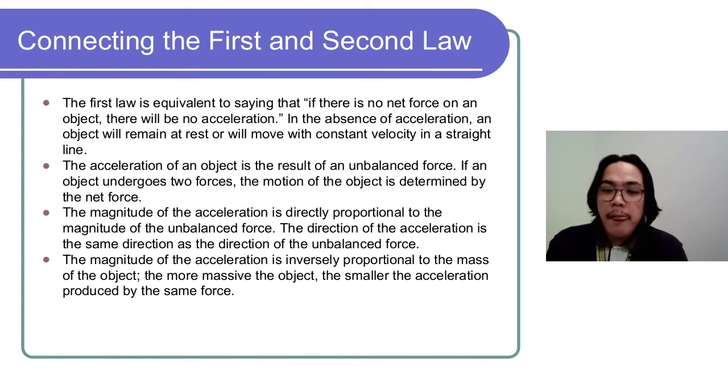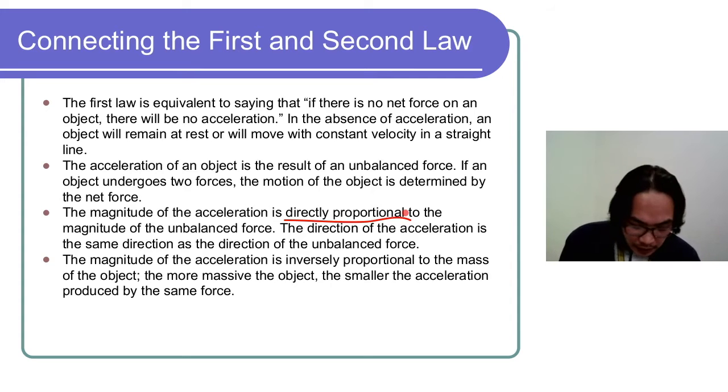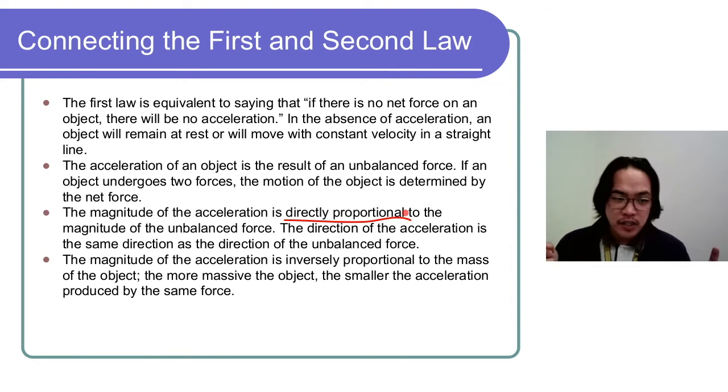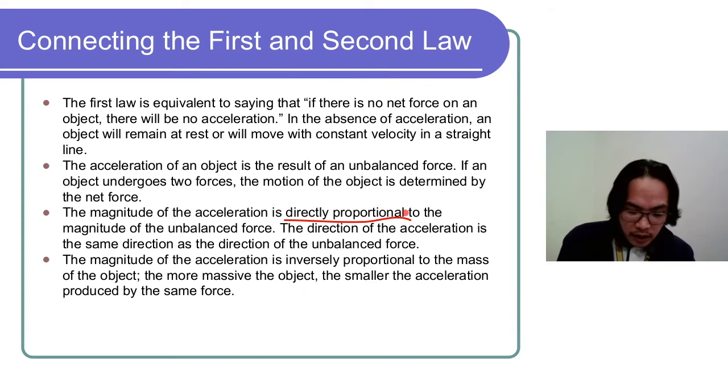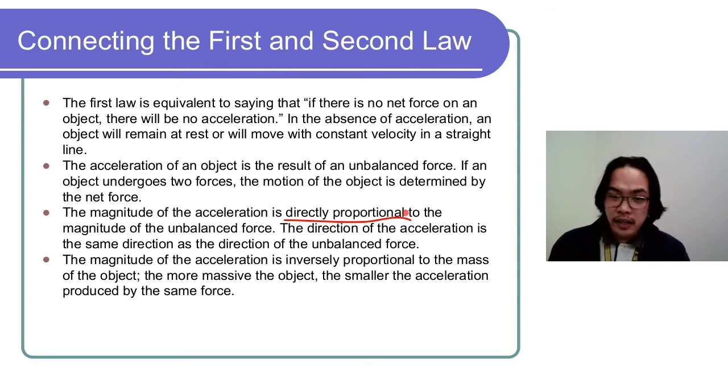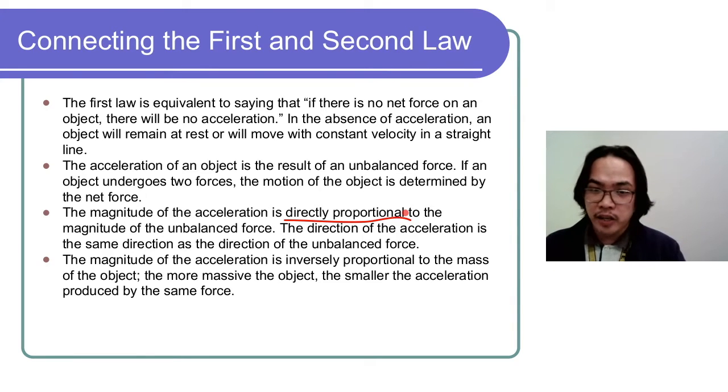So they are connected. I want you to remember that in dealing with the law of acceleration, there are other variables included. So you have acceleration, you have force, and you have mass. The magnitude of the acceleration here is directly proportional to the magnitude of the unbalanced force. That is the relationship. So when acceleration is greater, that means the unbalanced force that you applied to the object is also greater or higher. If you apply a small unbalanced force, acceleration will also be smaller.